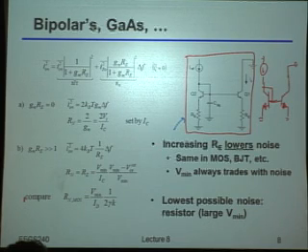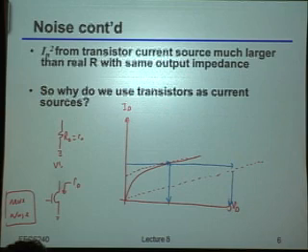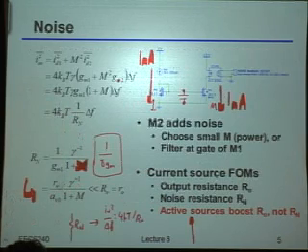Yeah? You degenerate the GM so less current noise shows up at the output? Okay, so you said I degenerate the GM so that less current noise shows up at the output. That's absolutely correct. Why is that particularly important in a bipolar circuit versus, for example, in an MOS circuit like this one over here?